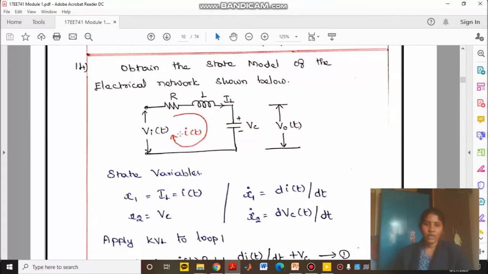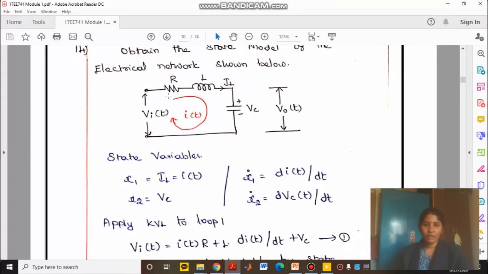It has only one loop. When you apply a loop equation, you get input equal to output. So input Vi(t) is equal to the current flowing through this, i(t), into R, plus L into di by dt, that is the voltage across the inductor, plus Vc. So this is the equation for this loop.